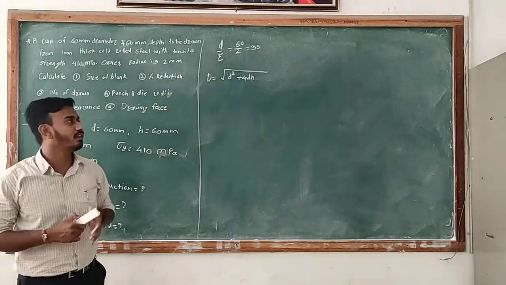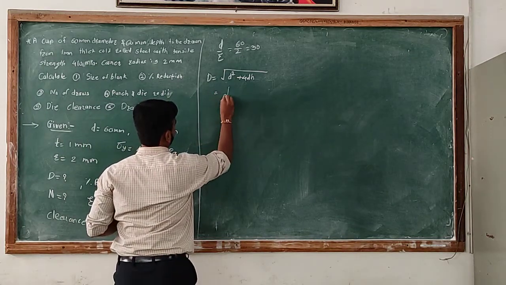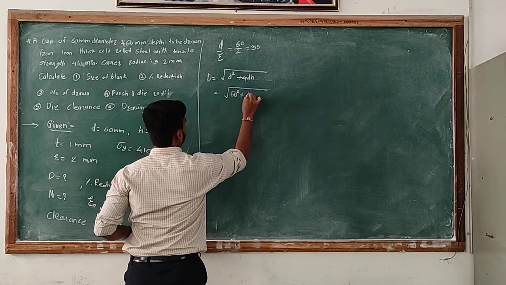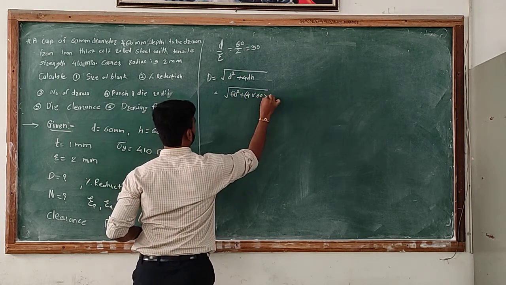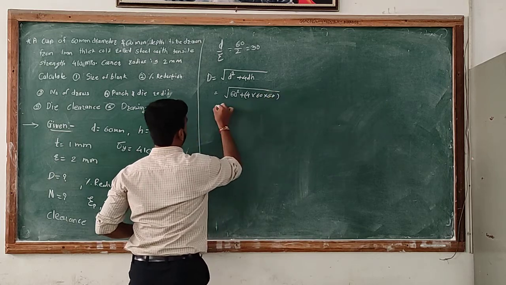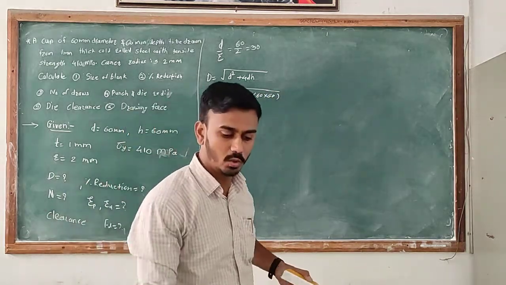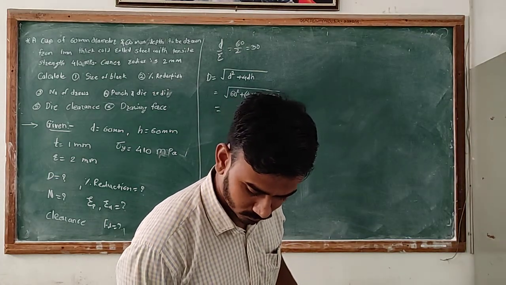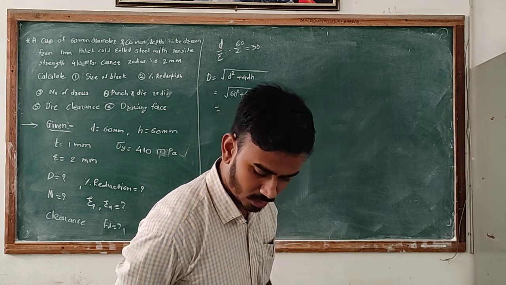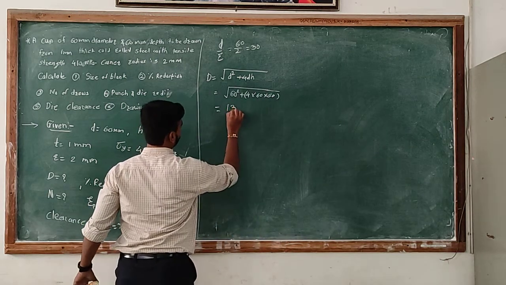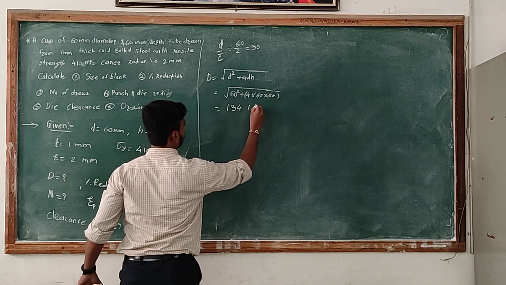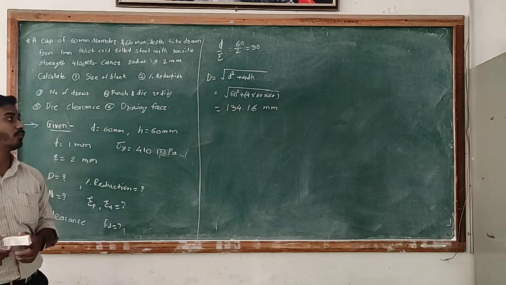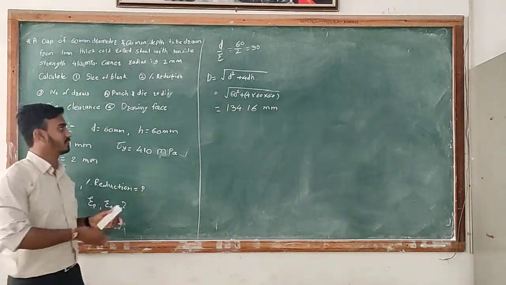So put the values here. Small d is 60, so D equals the square root of 60 square plus 4 into 60 into 60. If we solve this, we will get 134.16 mm as the blank size.